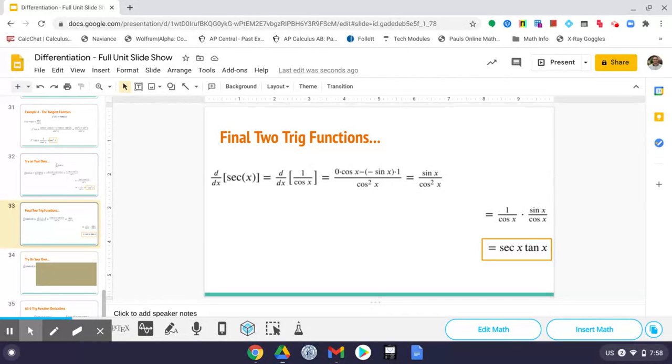So you can see how this works out. 0 times cosine, this will go away completely. Derivative of cosine is negative sine. So again, this changes to a positive sign. So I just end up with sine over cosine squared.